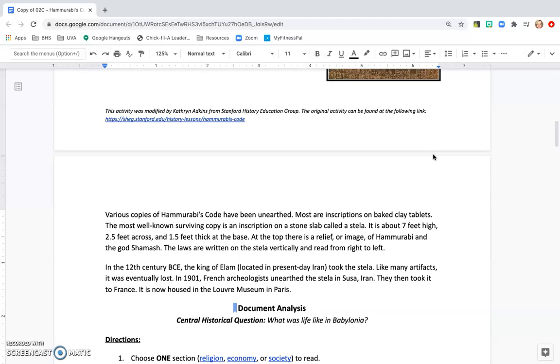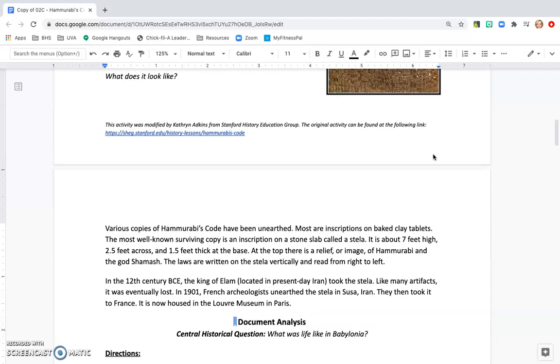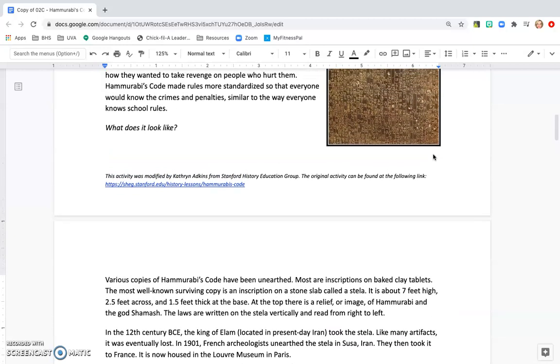Go back over your notes here in this background information. What needs to be highlighted? What information is important to understanding Hammurabi's code?